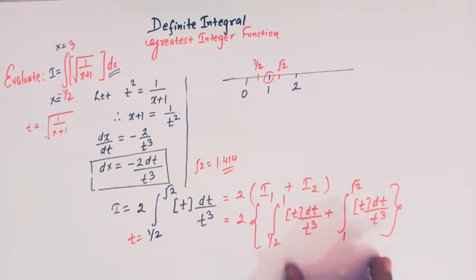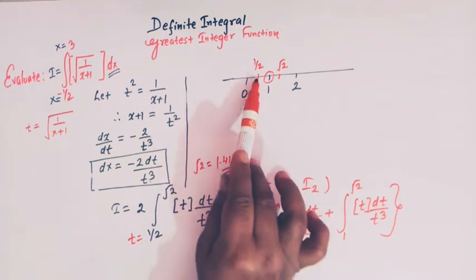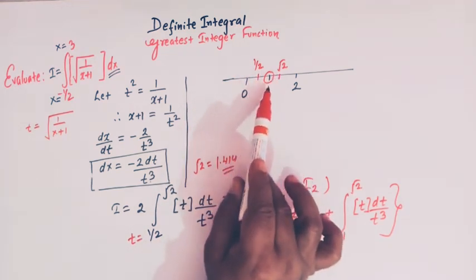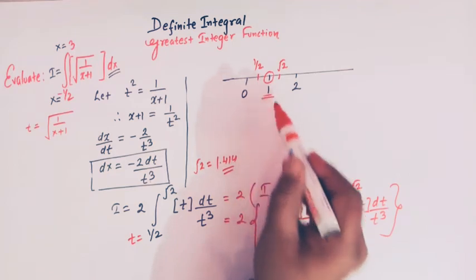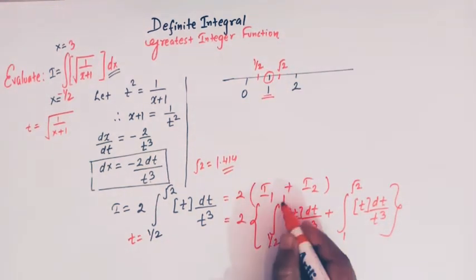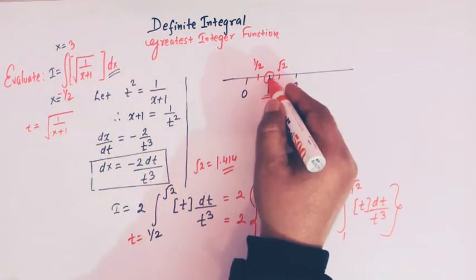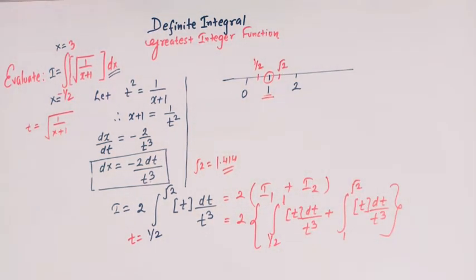So now this is the situation. See here, half and square root of 2 lie around the positive integer 1. So we'll break this integral as a sum of two integrals, right? So the breaking point is 1, and the first integral varies from half to 1, and the second one varies from 1 to square root of 2, right? So now we have to solve these two integrals, but before solving these two integrals we have to make use of the definition of greatest integer function.